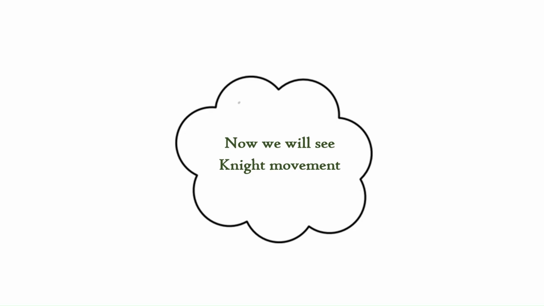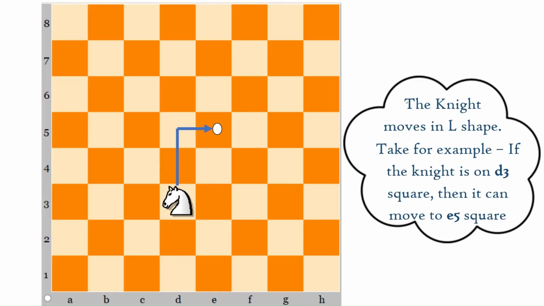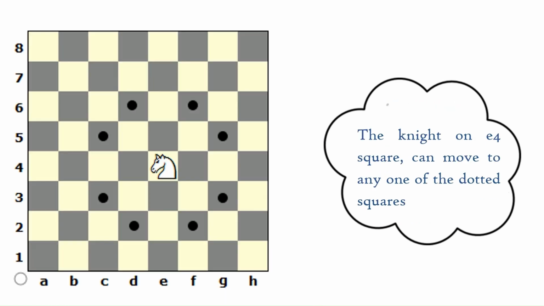Let us move on to knight's movement now. Chess knight moves in L shape. Suppose you have a knight in E4 square, then the knight can move to any one of the dotted squares.